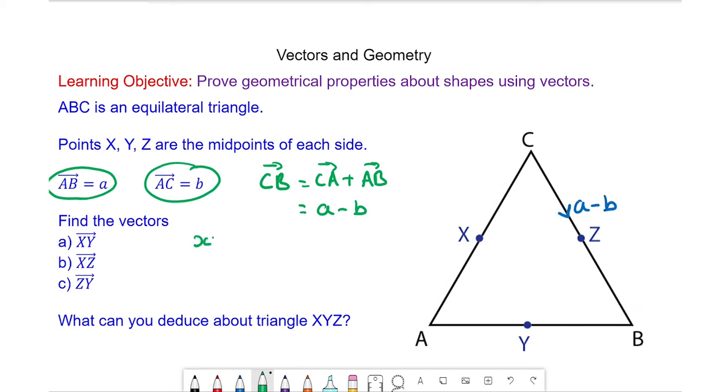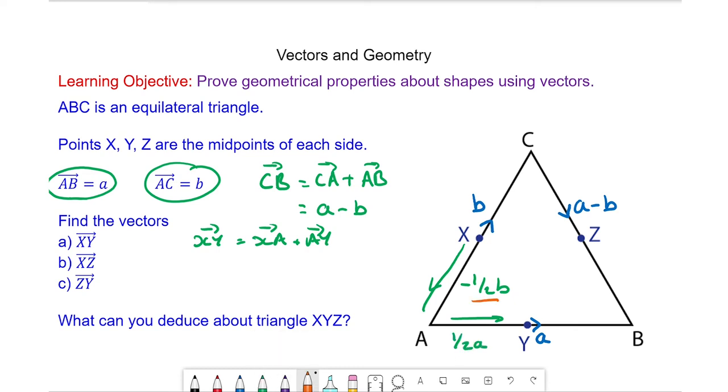So now we can find X to Y, which is X to A, which is here, plus A to Y, which is here. X to A, we know, is minus 1/2 of B, and A to Y is 1/2 of A. So we'll put these back into our equation. So we have 1/2 of A minus 1/2 of B, which we can factorize as 1/2 of A minus B.